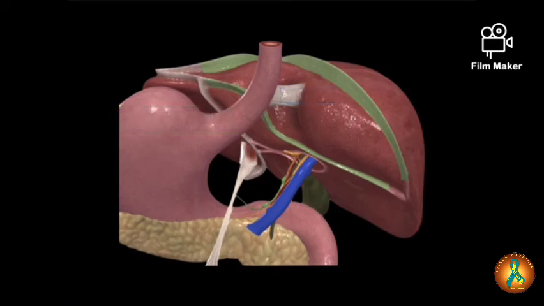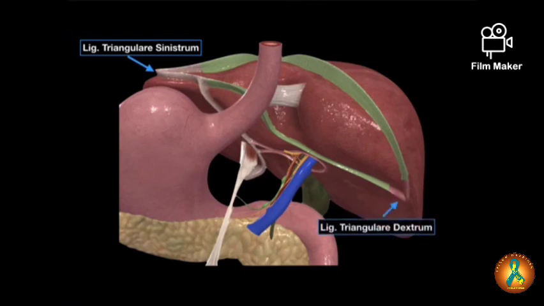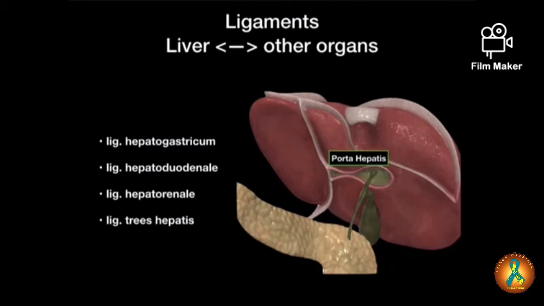Alright, so there is one more ligament here called the ligamentum triangulare, the triangular ligament on either side. You can actually see that it looks triangular. So this is the left one, the ligamentum triangulare sinistrum, and then this is the right one, the ligamentum triangulare dextrum. Dextrum is right. So that was all the ligaments on the anterior superior side. Now over to ligaments that go from the liver to the other organs. These are 4 ligaments, and they all start from porta hepatis. I want you to keep that in mind, that all these ligaments start at porta hepatis.